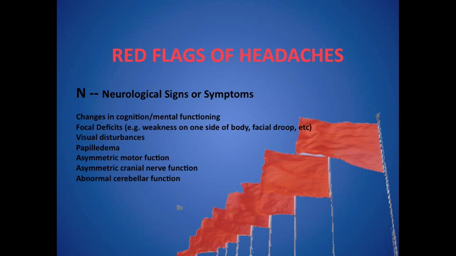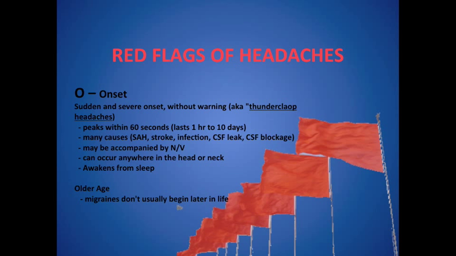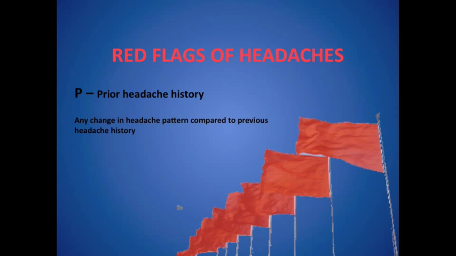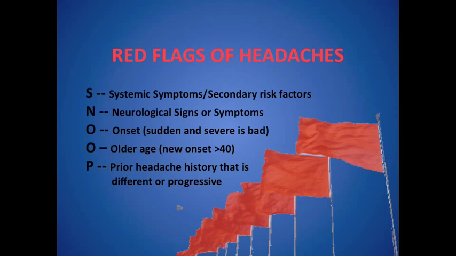N is for neurological. So these things are pretty obvious, but you have to ask. You should usually always ask about bladder or bowel dysfunction. It's what we were taught. O is for onset, and the other O is for old age. So there's some debate here, but age 40 to 50 with new onset headache is usually not normal. And finally, P, prior headache history. So any change or progression should be a red flag, especially the older the patient.